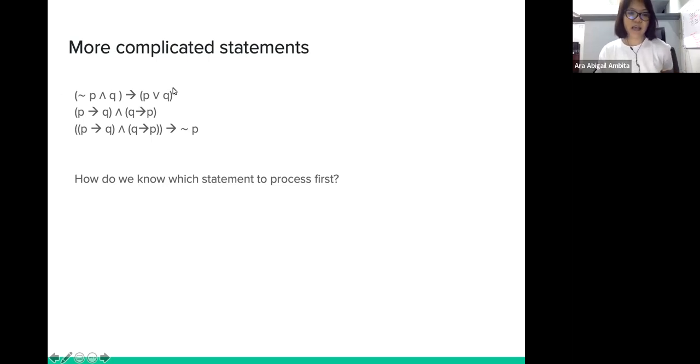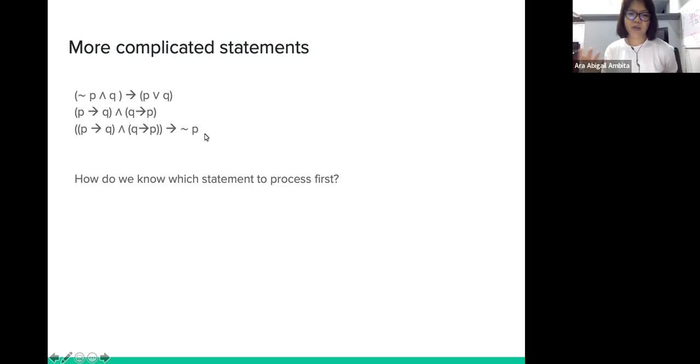For instance, in this first statement, we are taking the negation of P and Q implies P or Q. And then in the second statement, we take both the implication P implies Q and its converse, and we take their conjunction. And then we also take here the implication of P and Q and its converse, and then it all again implies not P.